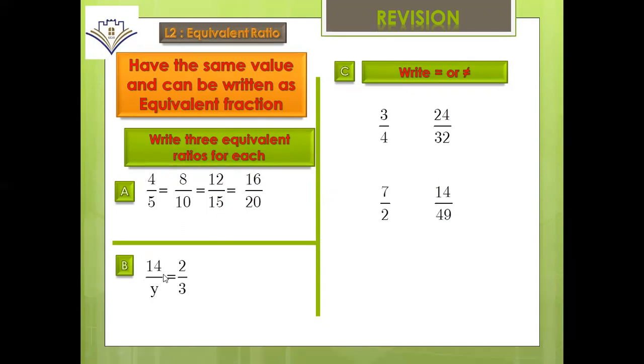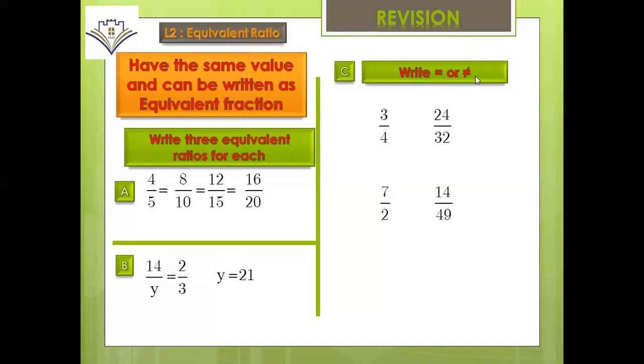The second point here, 14 over y equals 2 over 3. I need to get the value of y. How? Look here. 2 became 14. Then 2 multiplied by what equals 14? 2 multiply 7 equals 14. Then 3 multiply 7 equals 21. Then the value of y equals 21.